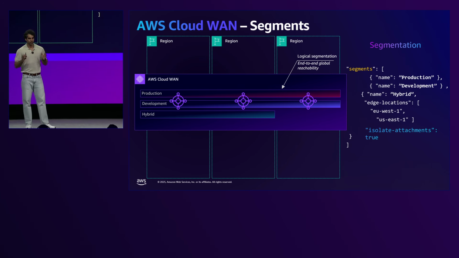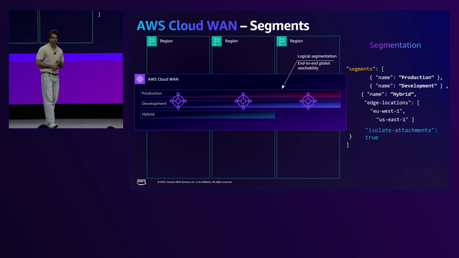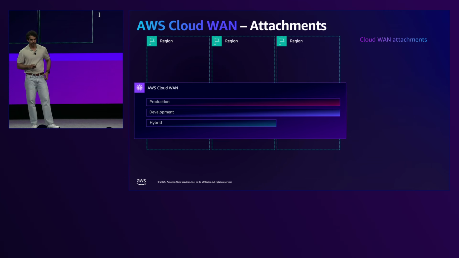Now, by default, within these segments, everything can talk to everything, right? These are logically isolated routing boundaries. But you can enable a flag called isolate attachments true. And when you do that, these routing boundaries become completely isolated. So nothing in production can talk to each other, and so for development, and so for hybrid, right? So we are basically deleting the routing boundary and making everything isolated.